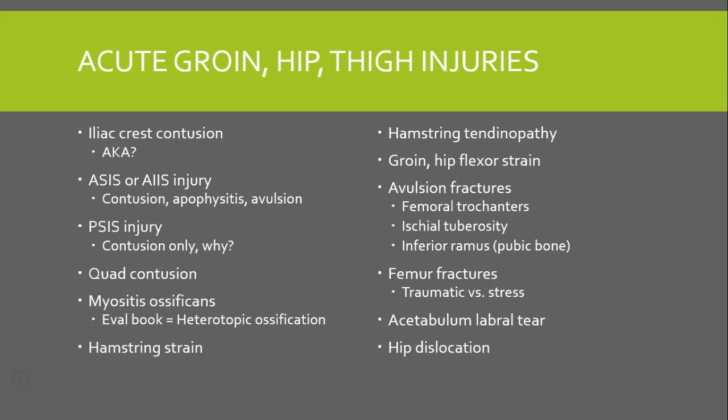These muscles are constantly firing and in motion, with stress on those bony attachments. In chronic situations, these become apophysitis in a microtrauma situation, or avulsions in a macrotrauma situation. However, no muscles connect to the PSIS area, meaning there is no way an avulsion or apophysitis can occur.